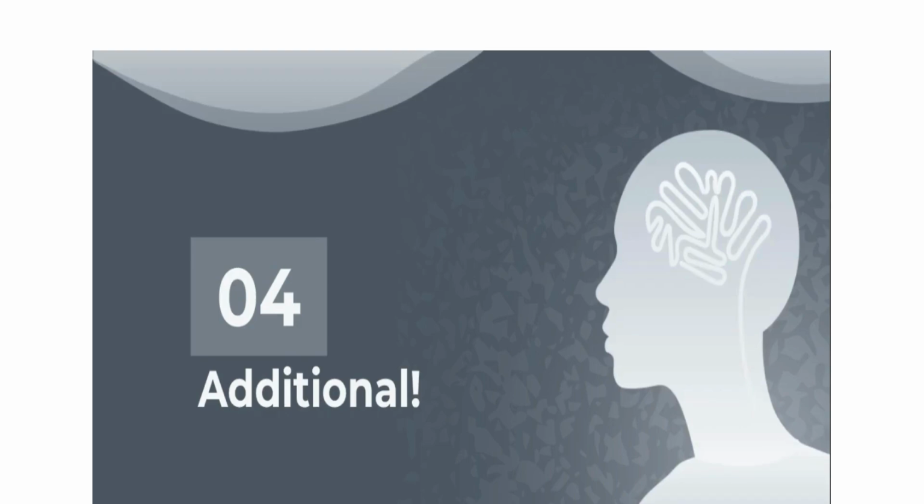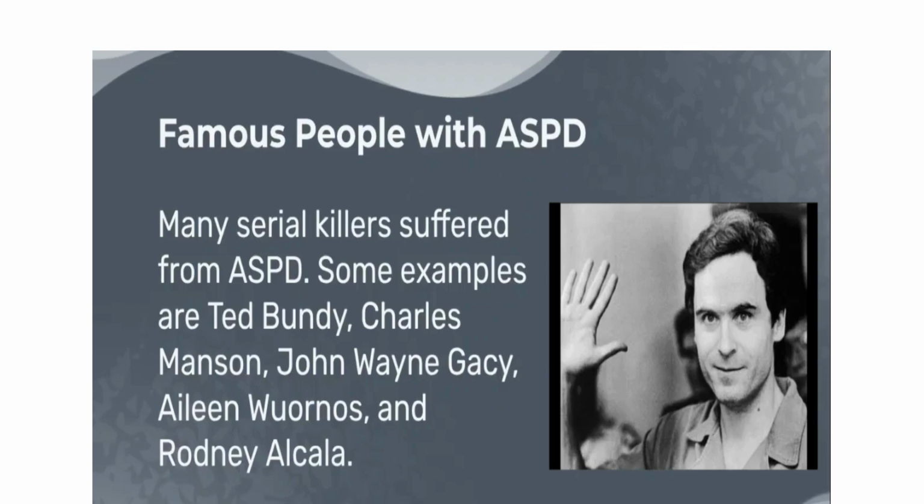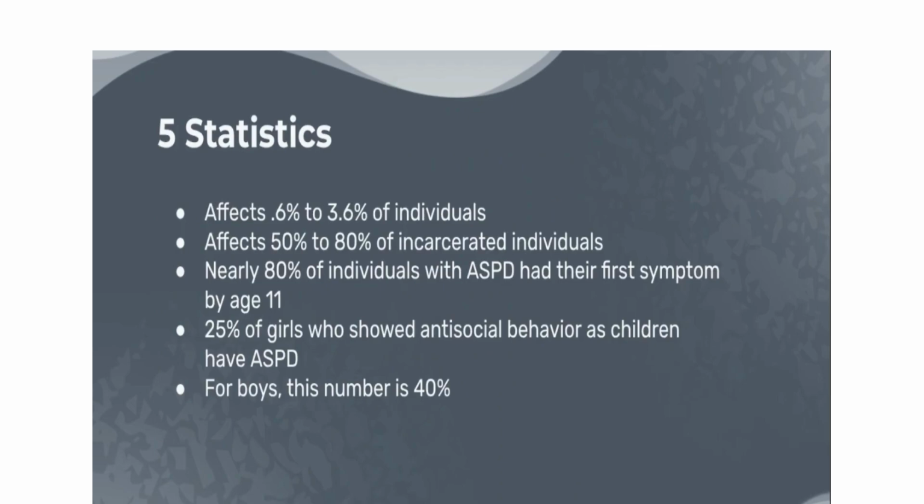Part 4. Additional information. Famous people with ASPD. Many serial killers suffered from ASPD. Some examples are Ted Bundy, Charles Manson, John Wayne Gacy, Aileen Wuornos, and Rodney Alcala.